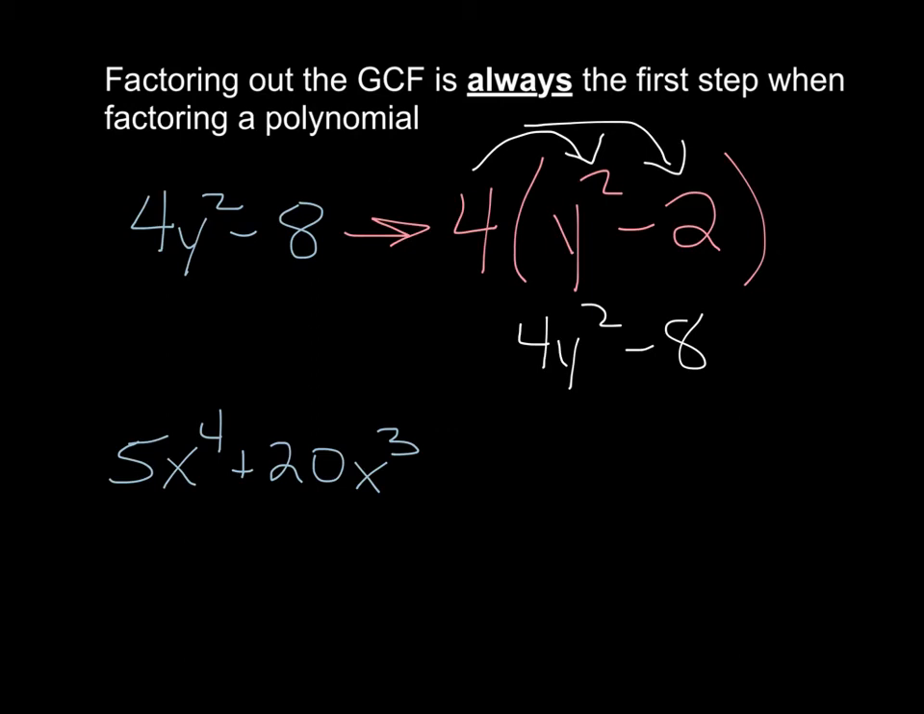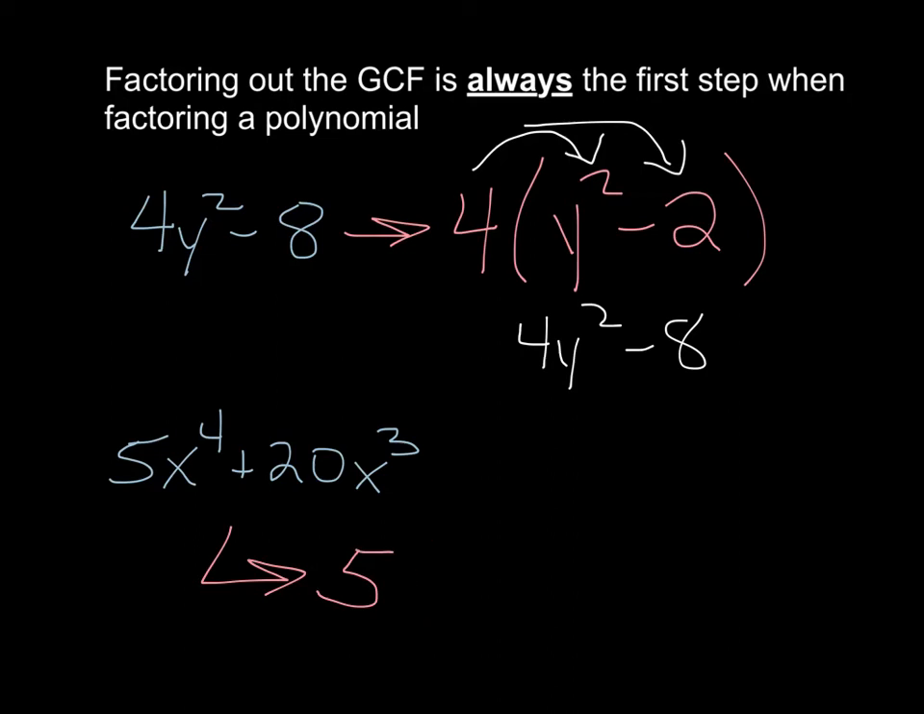Okay, you're saying to yourself, we got a couple different multiple repeating factors in each of these terms. So you got to break it down into small parts. Just look at the coefficients. What's the biggest number that can go into both 5 and 20? Okay, you should be able to say that's 5.